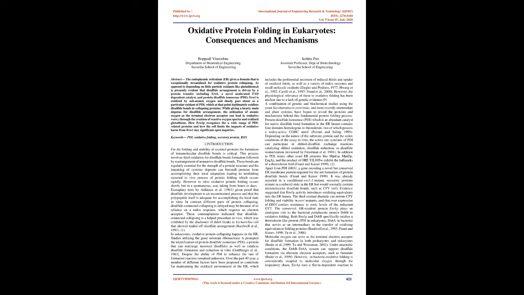Introduction. For the folding and stability of secreted proteins, the formation of intramolecular disulfide bonds is critical. This process involves thiol oxidation for disulfide bond formation followed by rearrangement of non-native disulfide bonds. These bonds are often essential for the stability of a protein structure, and the impairing of cysteine residues can prevent proteins from achieving their native conformation, leading to misfolding. In vivo, protein folding is reported to occur rapidly. However, in vitro oxidative protein folding occurs slowly but spontaneously, taking from hours to days.